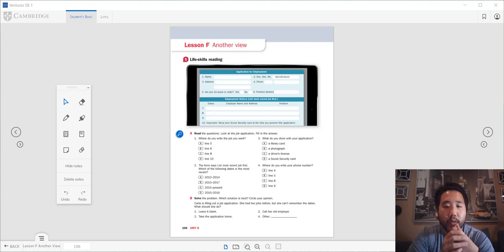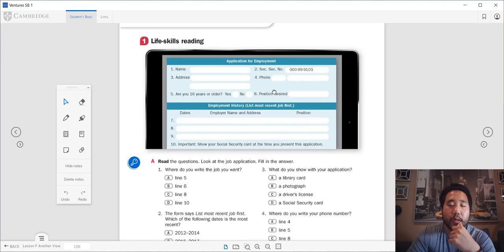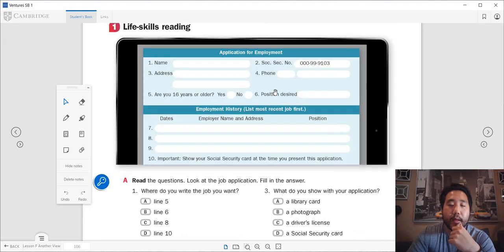We're on page 106 in your student book, which is Unit 8, Lesson F, Another View. So in this part of the video, we're going to read and fill out a job application. Has anyone ever filled out a job application before? If you haven't, this is how a job application is going to look. Not exactly, but very similar.